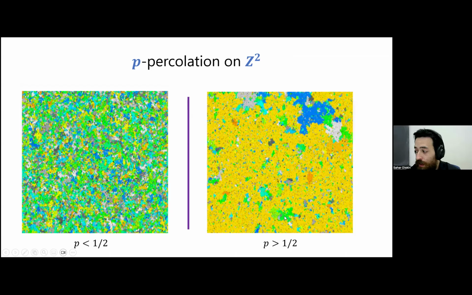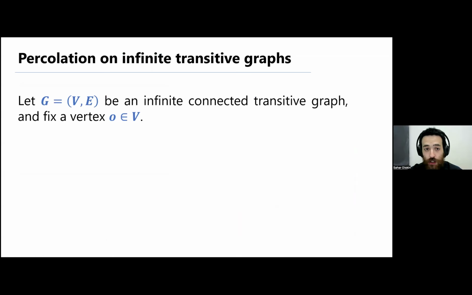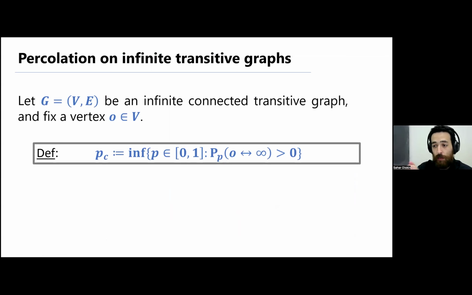And in this talk specifically, we'll be interested in percolation on infinite transitive graphs. So our graph throughout will be infinite, connected, transitive. Transitive means that every vertex looks the same. So for example, this includes the lattices, but many, many more creatures, the hypercube, etc. And given such a graph, we can define the critical probability. This is the infimum over all parameters p such that the probability that the origin is connected to infinity in this p-percolation is strictly bigger than 0.